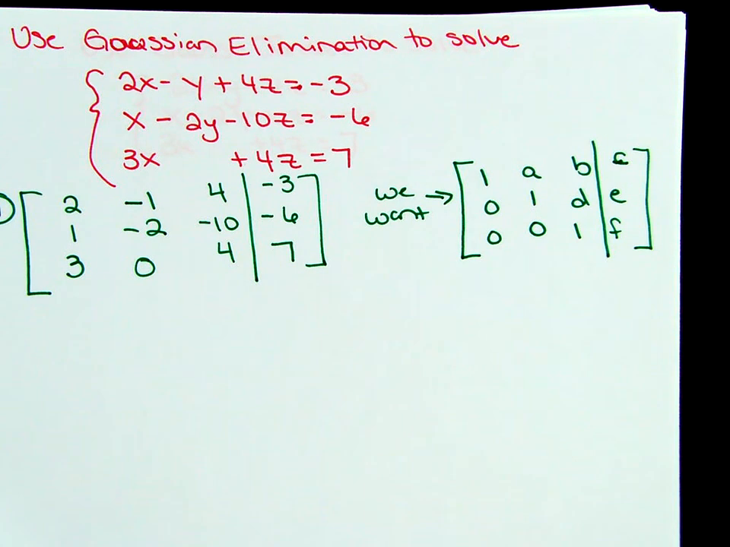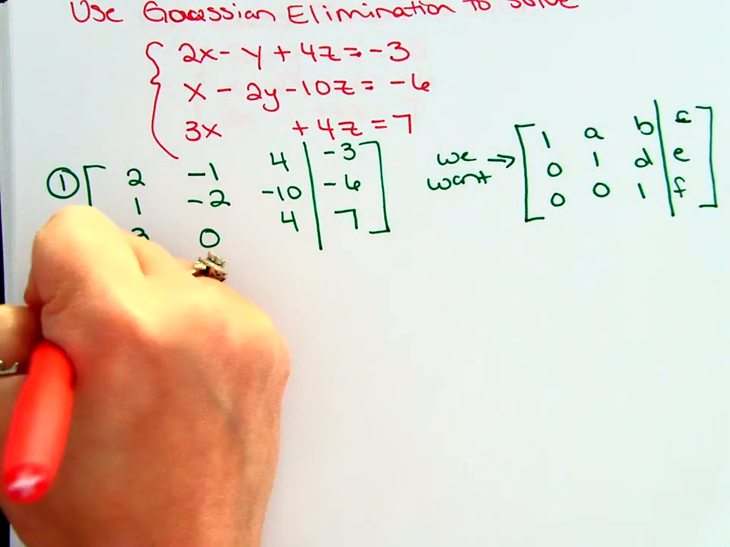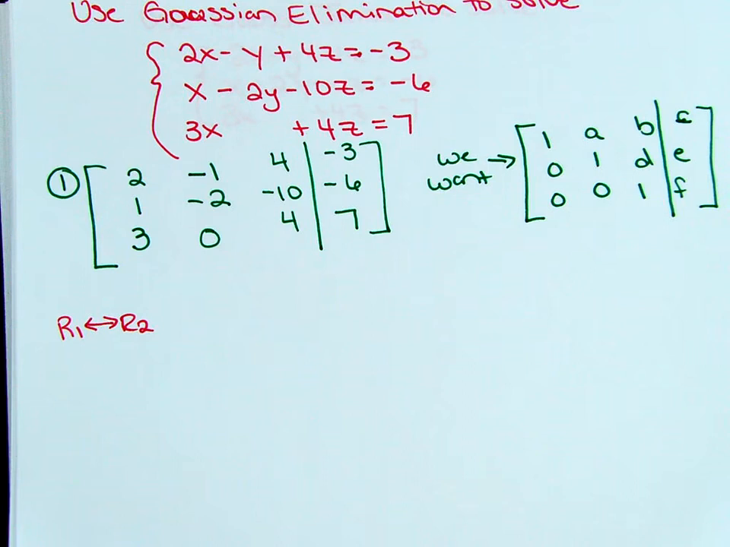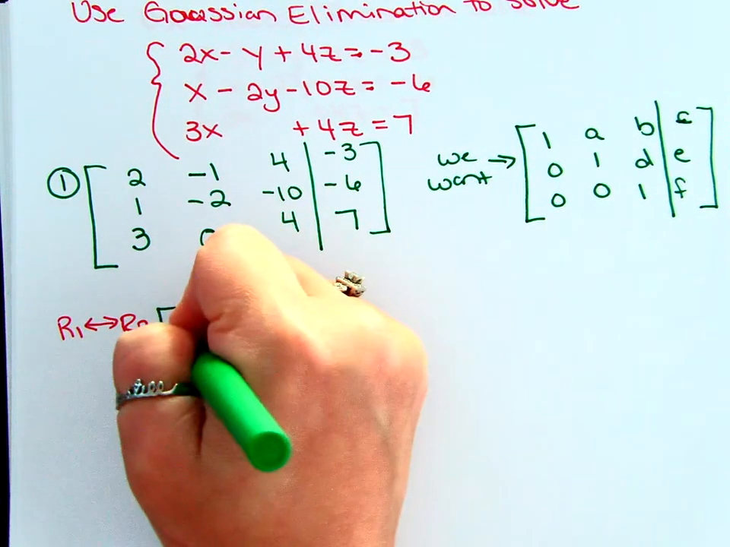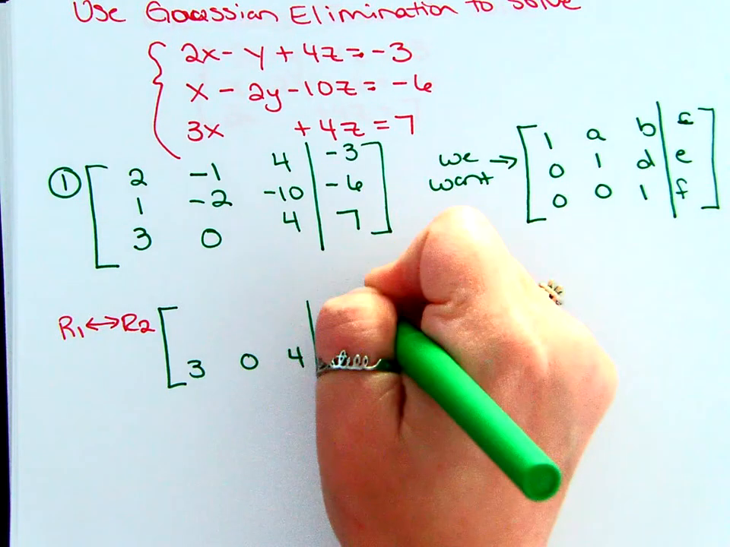So the way that we do that is we look down column 1 and say, is there a 1 there? Yeah, there is, in row 2. So I can do row 1 and interchange that with row 2, and that's going to get me a 1 in that top left-hand corner, which is what I want. So I'm switching row 1 and row 2 around.